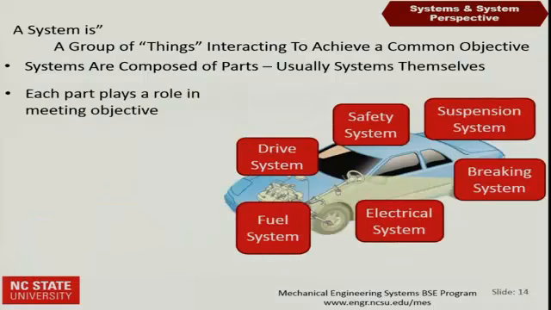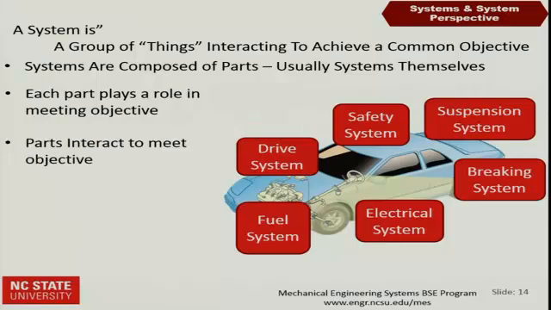Okay, another characteristic. Each part plays a role in meeting the objective. And we can see that with a car. Each part has a role. Like for instance, the braking system. Its role is to slow the car down. That's its role. The drive system, its role is to speed the car up. So every component has a role that it plays in meeting the objective.